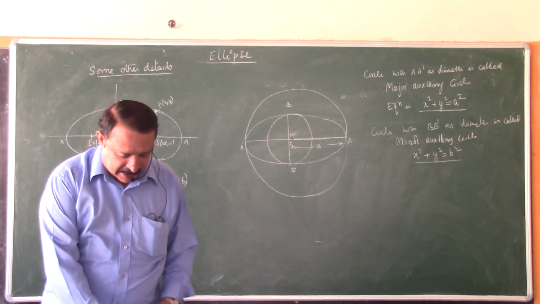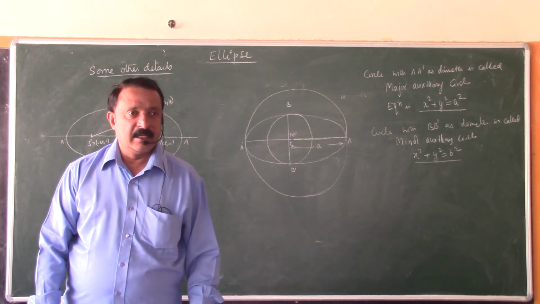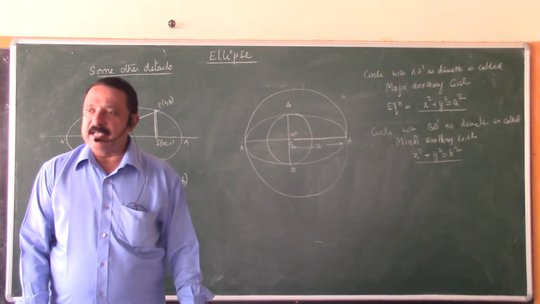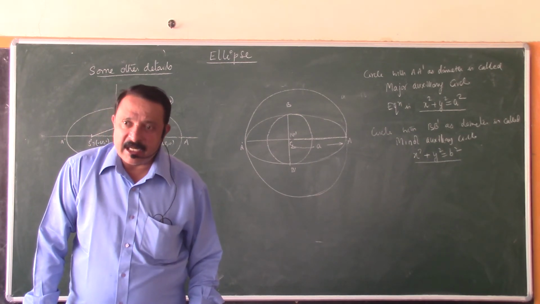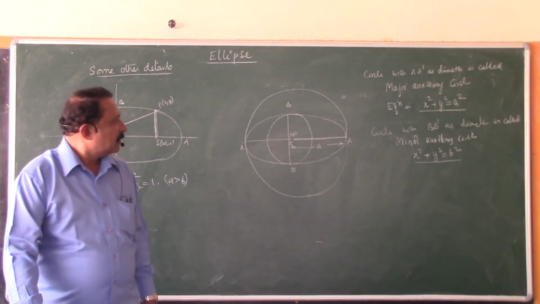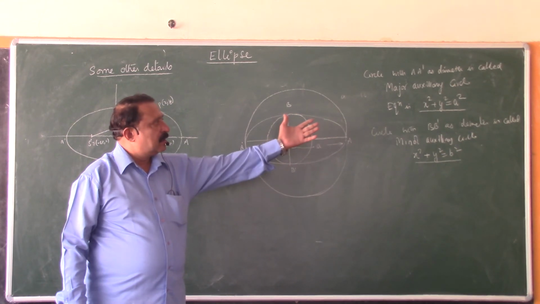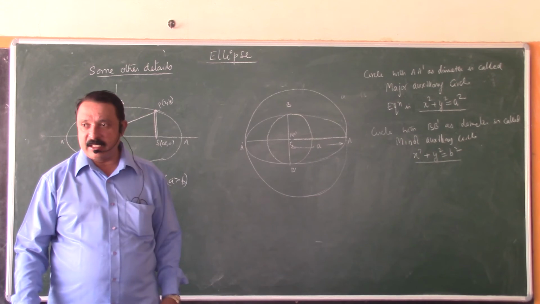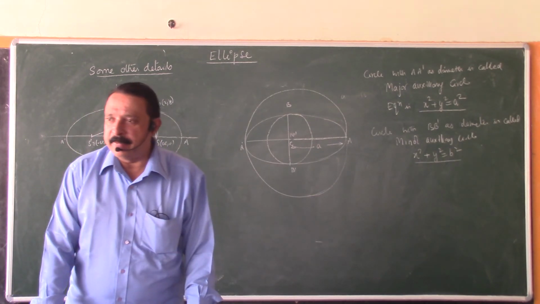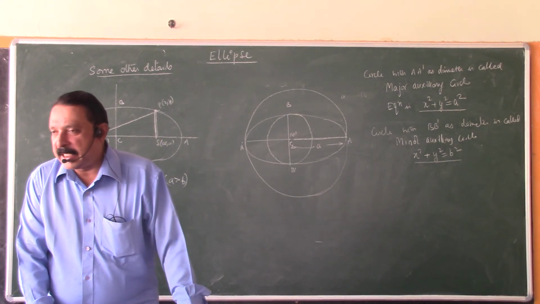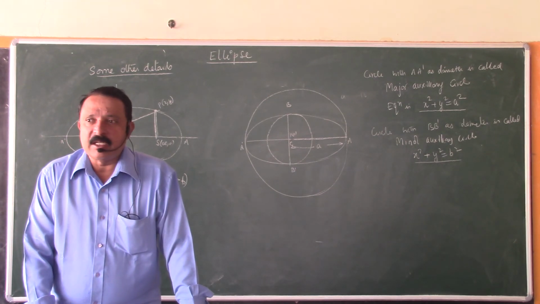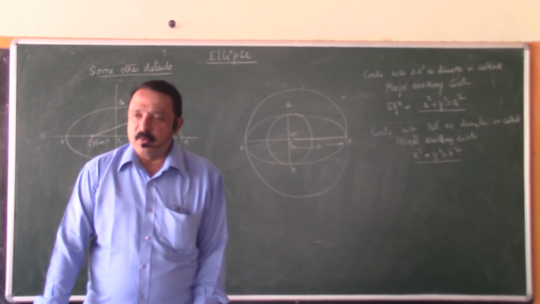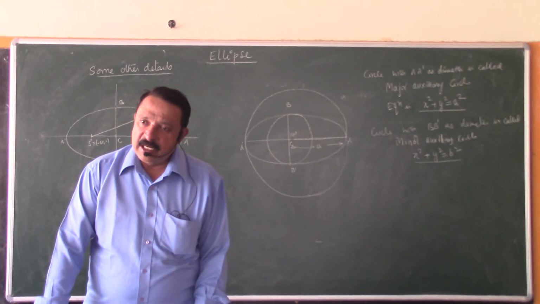So that is about the equation of the auxiliary circles. An ellipse will have a major auxiliary circle and a minor auxiliary circle. Both these circles, whether major or minor auxiliary, have their center at the origin only. Their equations are respectively x square plus y square equals a square, the major auxiliary circle, and x square plus y square is equal to b square, the minor auxiliary circle.